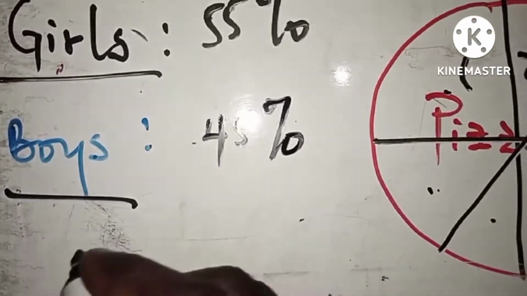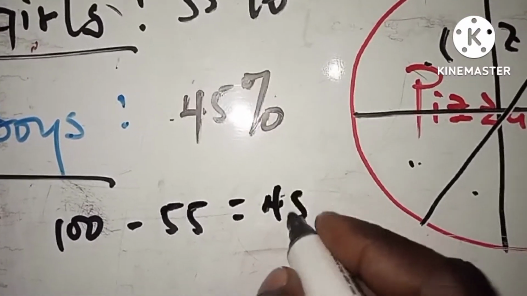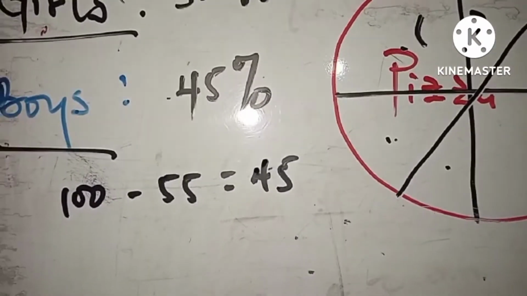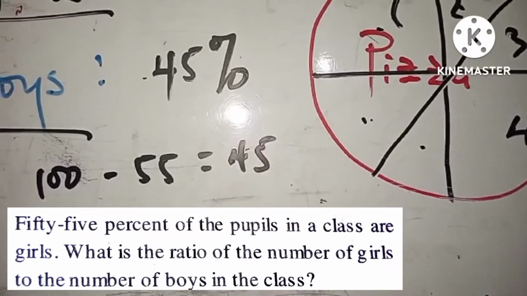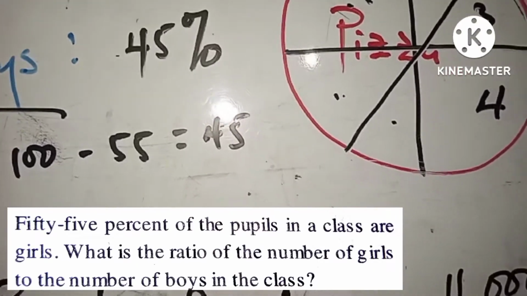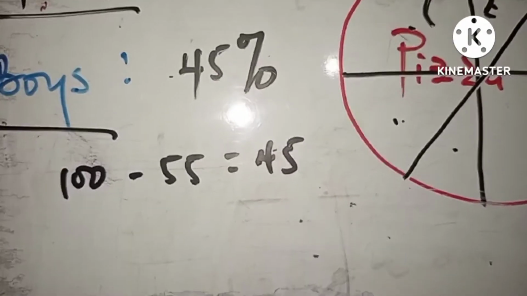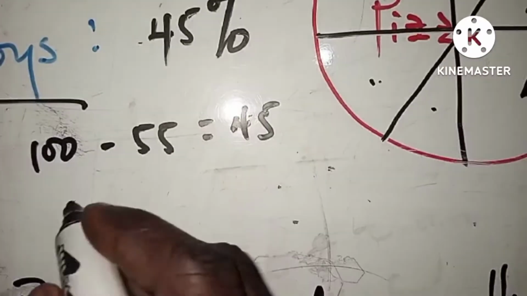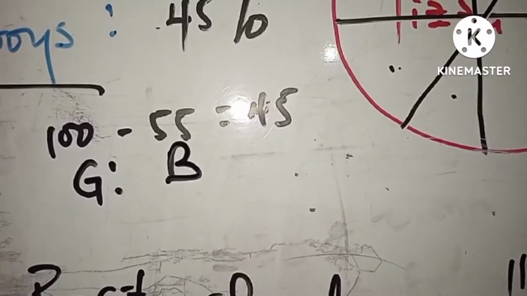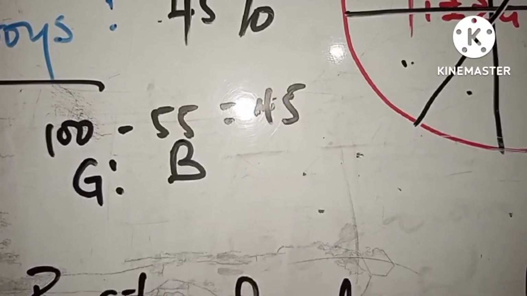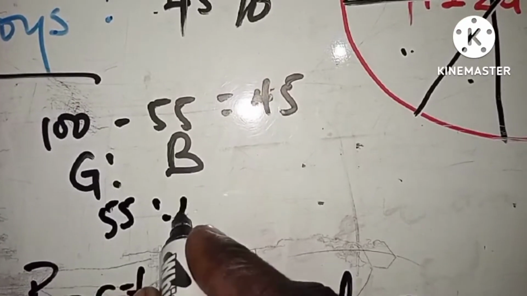This is just straightforward: 100 minus 55 is equal to 45. Now this is very simple. The question asks us to find the ratio of the number of girls to the number of boys. It's very important that the girls come first. So let's represent the girls by G and the boys by B. This will be 55 is to 45.